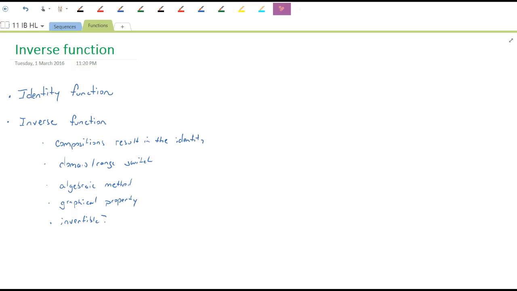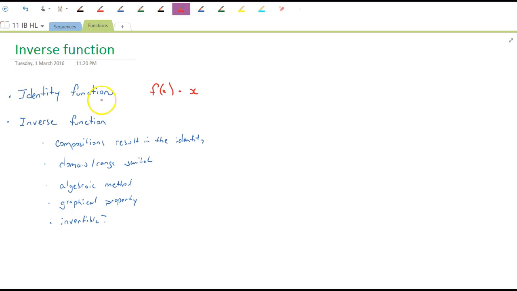Righto, in this screencast we're going to look at the inverse function, and before we do, we're going to define what's known as the identity function, which is simply y equals x, or f of x equals x. It just maps to itself. Each point in the domain maps to the same point in the range, so we end up with a straight line y equals x. That's called the identity function.